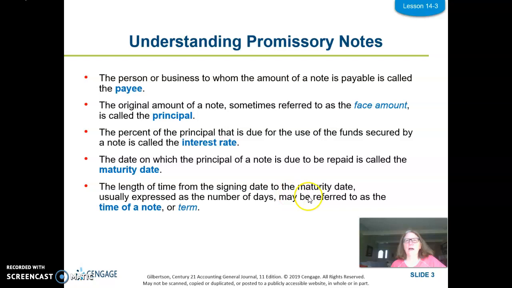And then the length of time from the date that it got signed to the maturity date, typically a number of days, is referred to as time of a note or the term. And you'll hear me usually use term. So those are kind of all the definitions behind what we're going to be doing here. Keep in mind this is all short-term in nature. That's why we're in days, because it's long-term if it's over a year, but these notes are typically considerably less than a year.